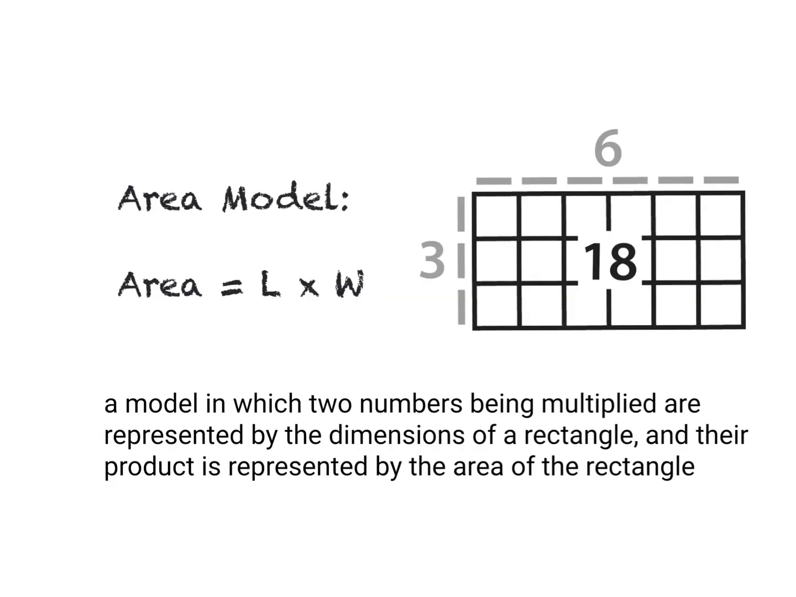This is an area model. The area equation is length times width. So right here, we would do our length times our width, which would give us our 18. So 6 times 3 equals 18. The area model definition is a model in which two numbers being multiplied are represented by the dimensions of a rectangle and their product is represented by the area of the rectangle.